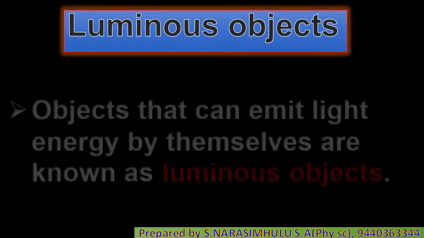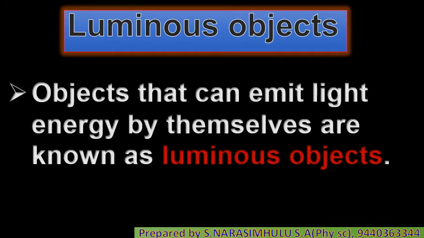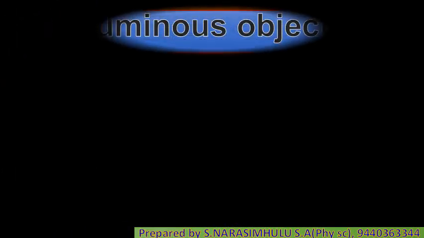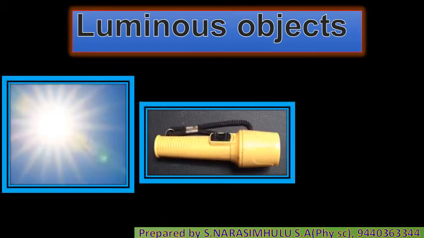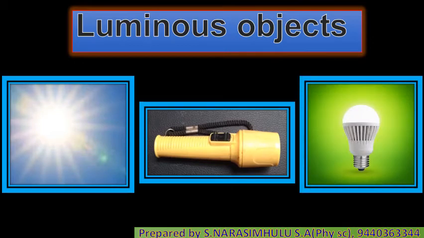Luminous objects. Objects that can emit light energy by themselves are known as luminous objects. Now we can see some luminous objects: sun, torchlight and LED bulb.